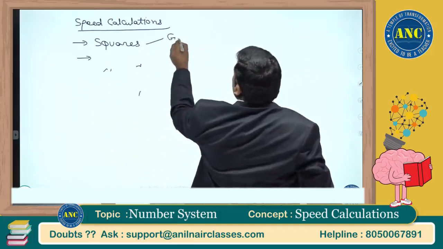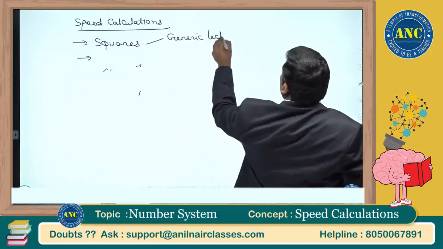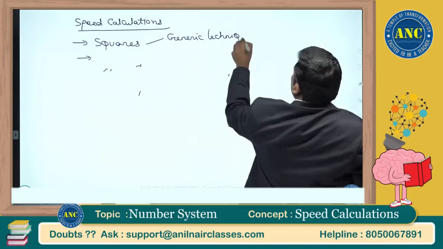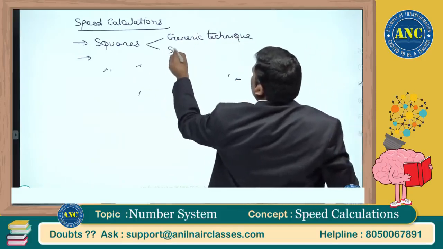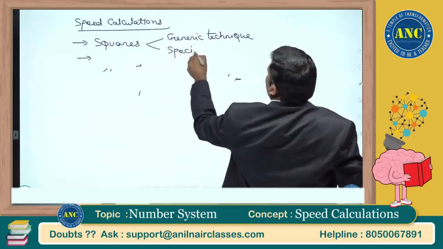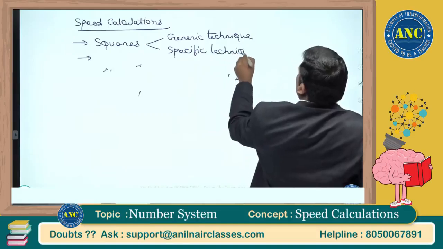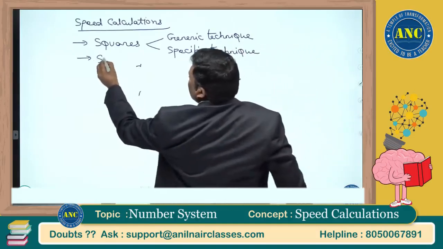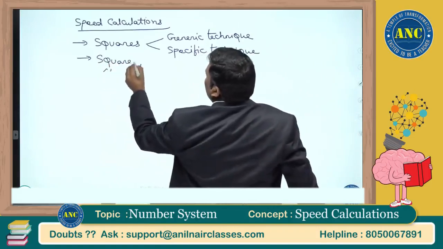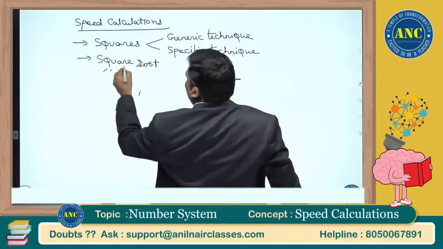We are going to discuss the generic technique on how to find the square of a number. Then we are going to discuss the specific techniques related to how to find the square of a number. Everything will be in order. You don't need to refer to any material. My notes are as powerful.